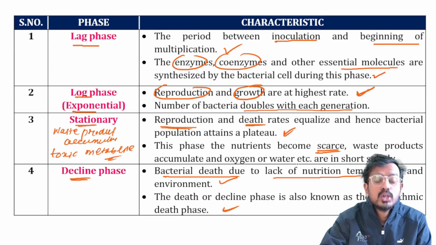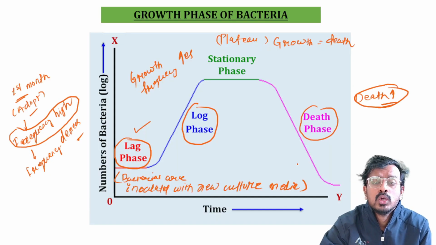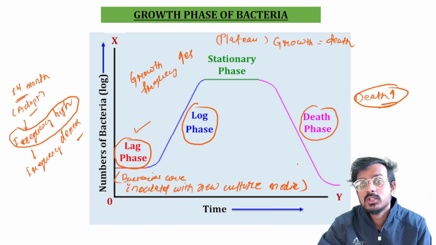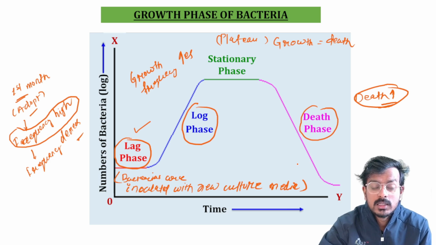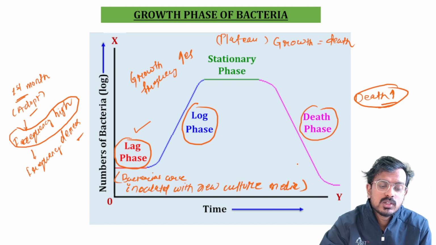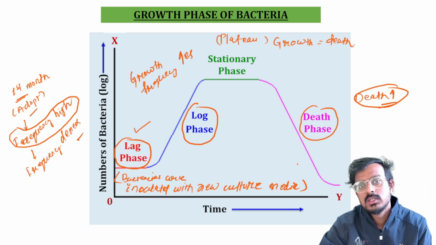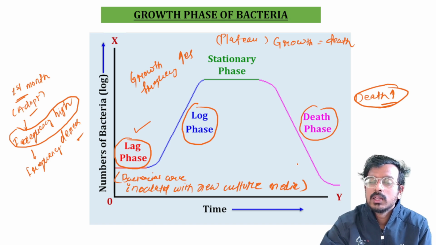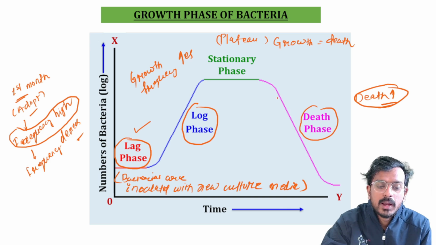I hope you understood. Let me summarize. There are four phases that occur during bacterial growth. The initial phase is called the lag phase, the inoculation of the culture media with bacteria. In this phase, bacteria start synthesizing enzymes, coenzymes, and other things for their development. The next phase is the log phase, also known as the exponential phase. Here, growth and reproduction are at their highest peak. Next is the stationary phase. Here, growth is equal to death, and toxic metabolites have started accumulating. When the toxic metabolite concentration is high, bacteria will die.